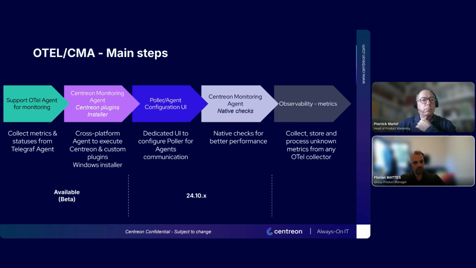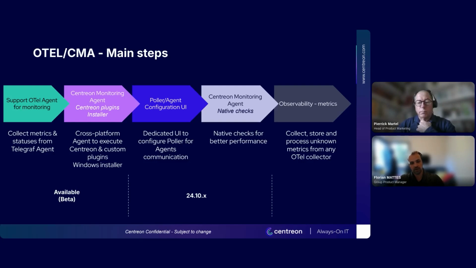But I need to give more overview about this strategy by presenting the 5 steps for the OpenTelemetry and Centreon monitoring agent strategy. As I said, the first step was in June with the beta launch for the support of the OpenTelemetry agent, Telegraf agent. The goal was to provide support for Telegraf and to validate the use case, which is collecting metrics and statuses from a Telegraf agent based on Centreon or custom plugins.